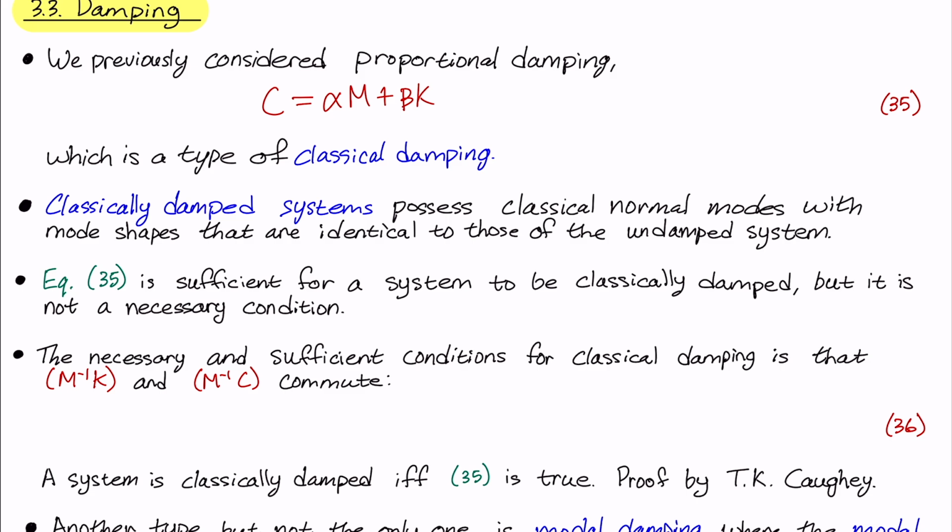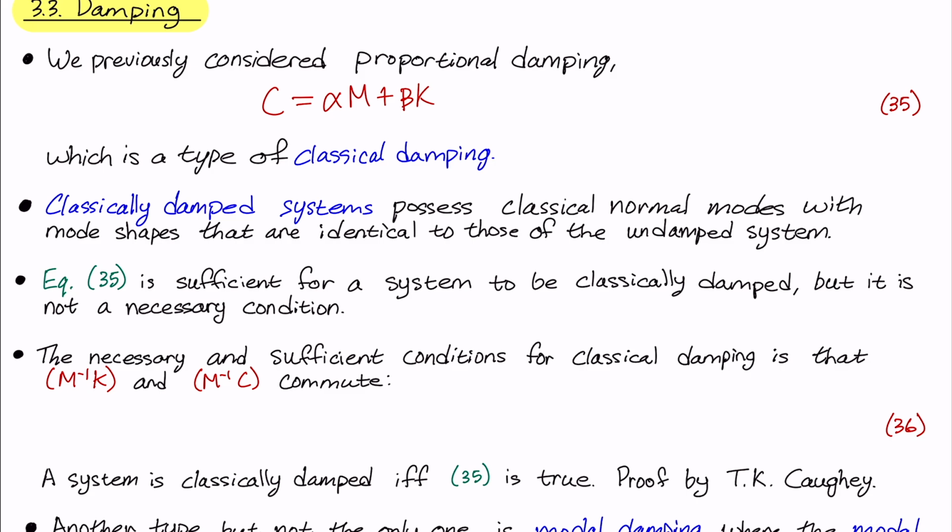Another one is to experimentally measure damping ratios for each mode, and then you form a damping matrix based on those damping ratios. Okay, so a classically damped system will possess classical normal modes, and that means that the mode shapes are the same as those of the undamped system. So if we have a classically damped system, we can solve the undamped eigenvalue problem to find the mode shapes and the natural frequencies, and those are still valid for the damped system as well.